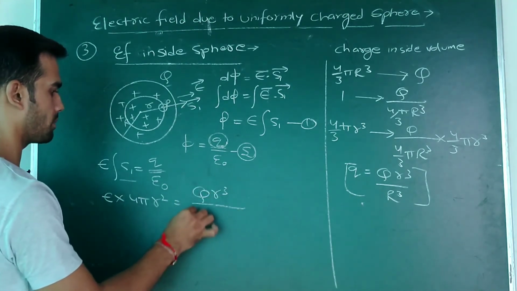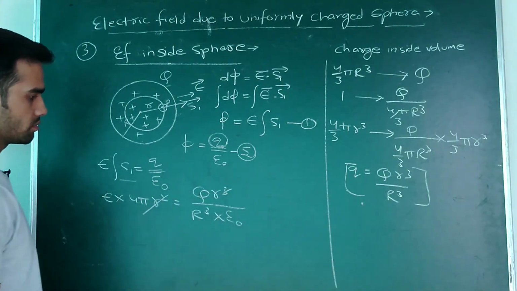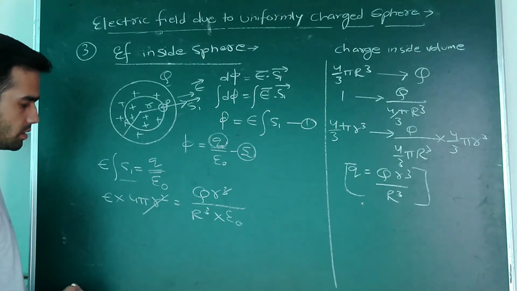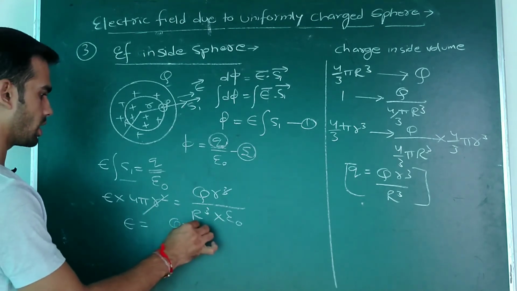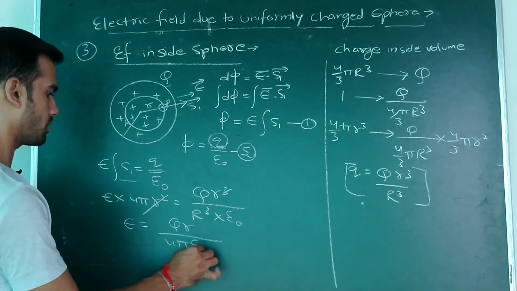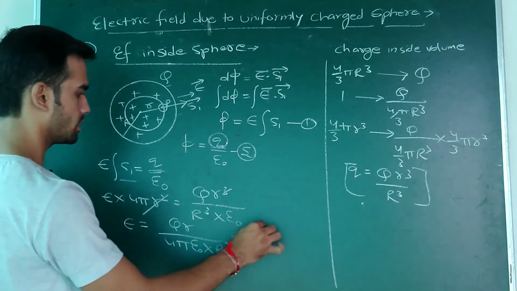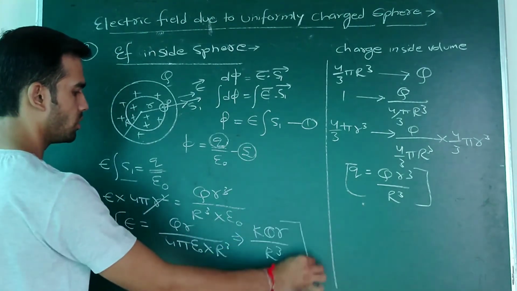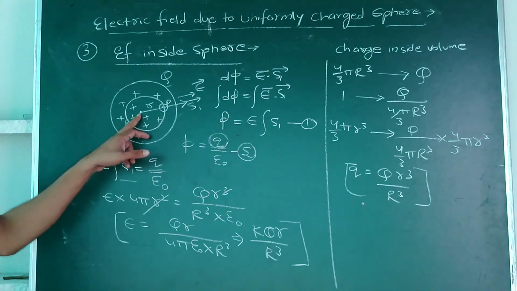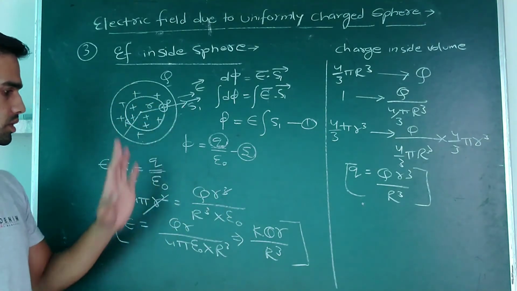Okay, so after putting the value of q here, the value becomes capital Q small r cube divided by capital R cube multiplied with epsilon naught. Okay, so r square and r cube cancel each other, and E becomes Q small r divided by 4 pi epsilon naught into R cube, and finally we can write this term as kQ small r divided by capital R cube. Okay, so this is the value of electric field at point P situated at small r distance from the center of a sphere. Here capital R is the radius of a sphere.